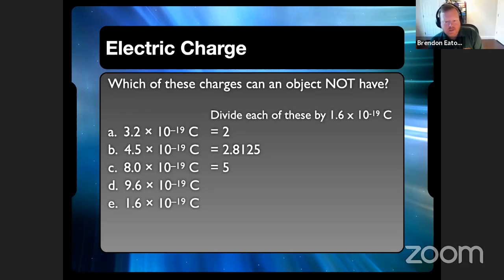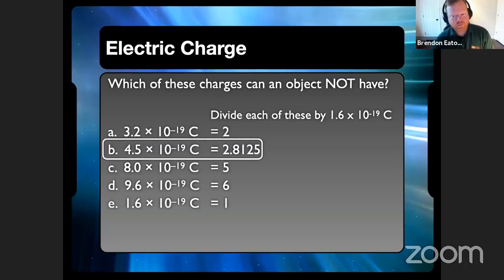Now, what about 9.6? Does 1.6 go into 9.6? Yeah, it does, 6 times. And the last one is the elementary charge itself. So itself divided by itself gives you 1. So the answer to this, which charge can the object not have? Well, that's not an even multiple of electrons. You can't have 2.8 electrons. You can only have 2 electrons or 3 electrons. There is no in between.